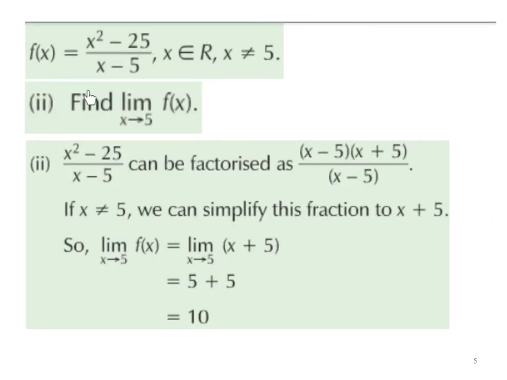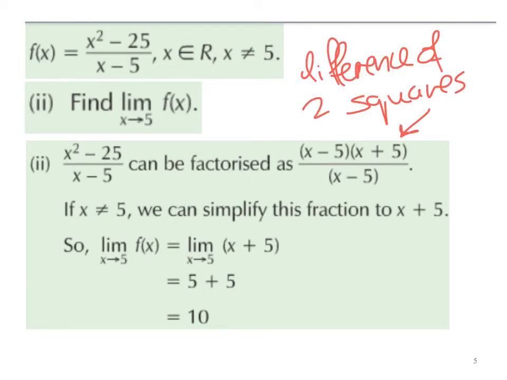Part 2. Find the limit of f of x as x approaches 5. So since we worked out in part 1 that if x is equal to 5, this function cannot be defined, what we're going to do is rewrite this function. So we're going to factorize the numerator. So x squared minus 25, x squared is a square number, 25 is a square number, so we have the difference of two squares. So we want to factorize this.